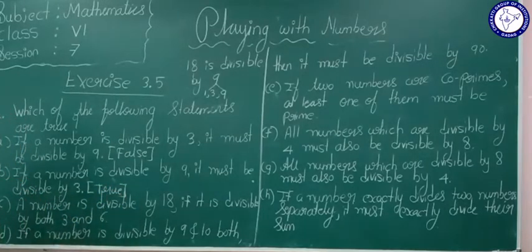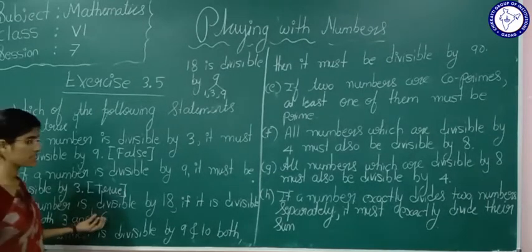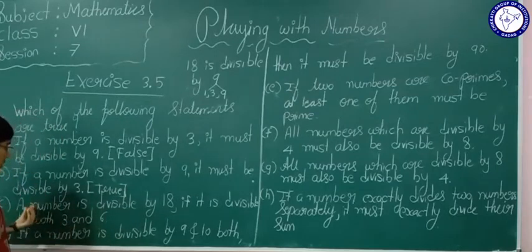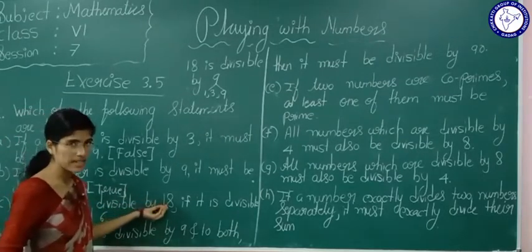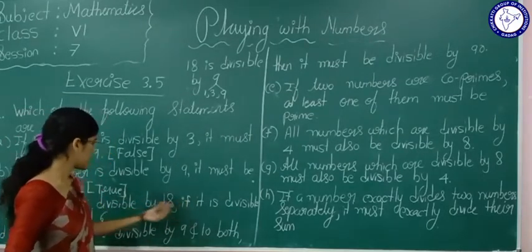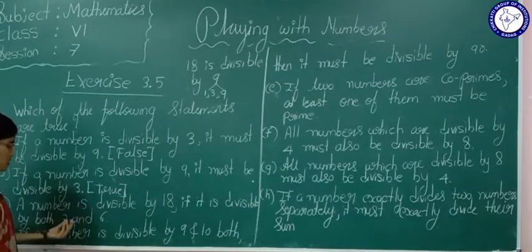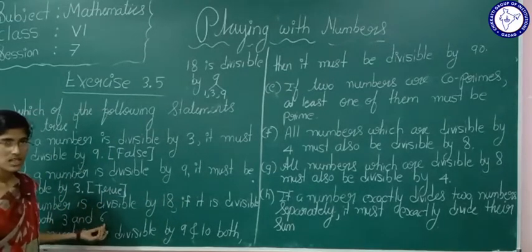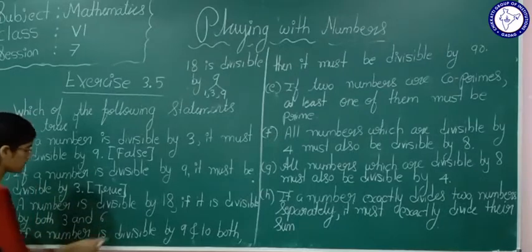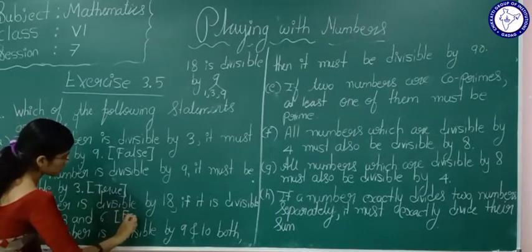Now third one, here, a number is divisible by 18 if it is divisible by both 3 and 6. What they are giving here, a number is divisible by 18 if it is divisible by both 3 and 6. Is there anything we are told like this? No, this is false.